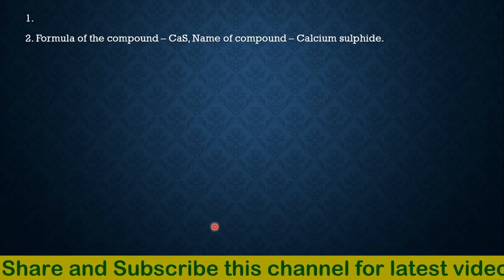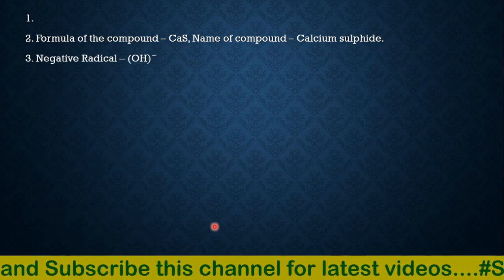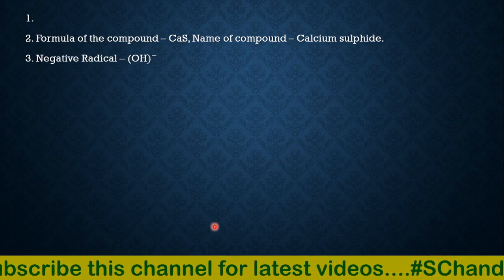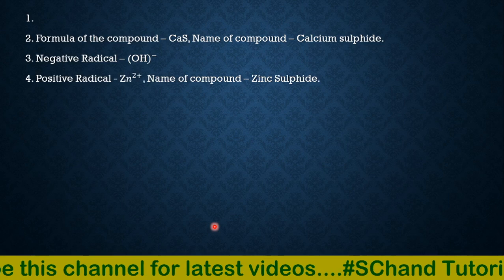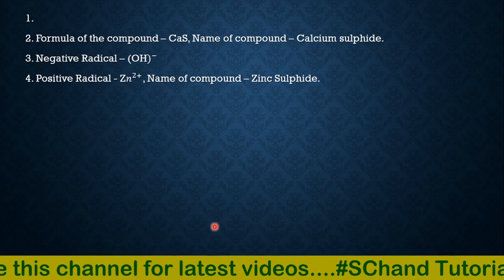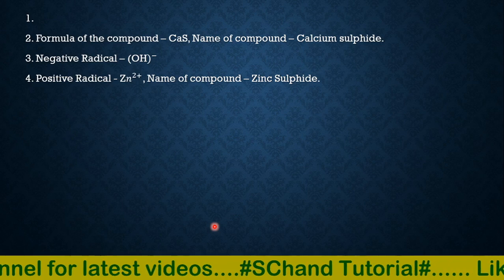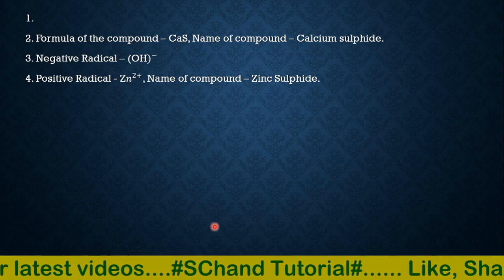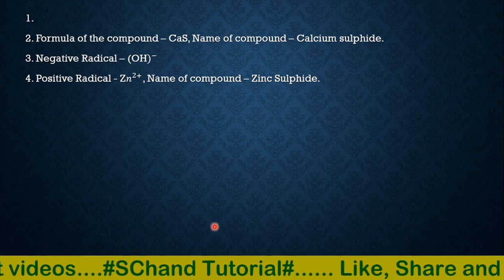Next we have positive radical Ca2+ and the negative radical OH-. So the formula of the compound is Ca(OH)2, calcium hydroxide. Then number 4, Zn2+ and SO4 2-. Its formula is ZnSO4, and the name is zinc sulfate.